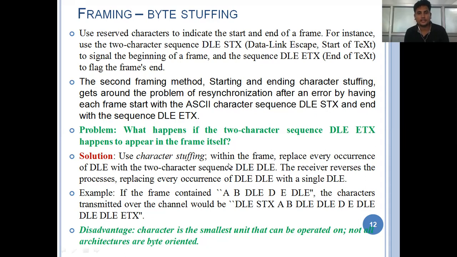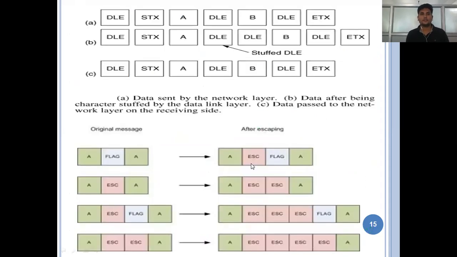After stuffing, if multiple DLEs are there, we consider them as one DLE at the receiver end. At the sender end, some additional bits are added. DLE means data link escape, which is added to the frame at the sender side. At the receiver end, if multiple DLEs are there, they are considered as one DLE.